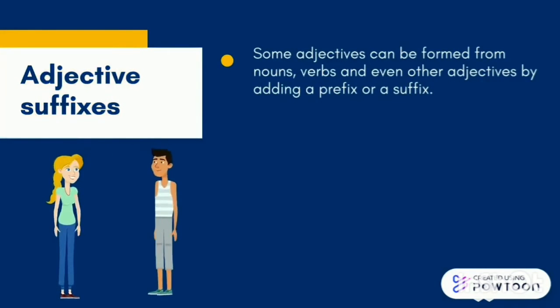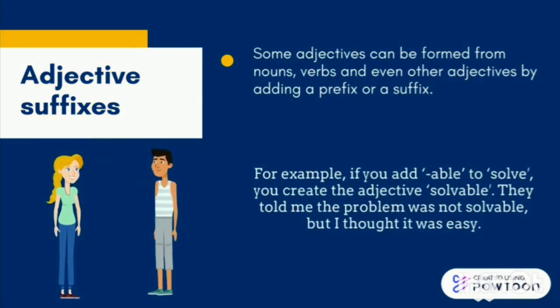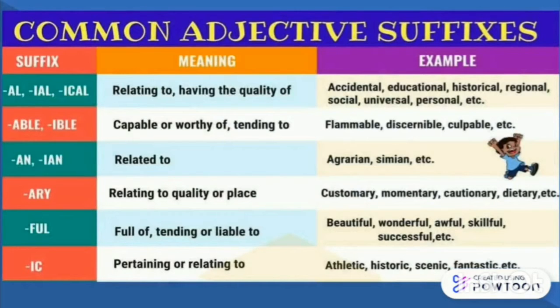Let's look at adjective suffixes. Adjective suffixes can be formed from nouns, verbs, and even other adjectives by adding a prefix or a suffix. For example, if you add able to solve, you create the adjective solvable. Let's look at common adjective suffixes. In the first column, you can see some suffixes make adjective.